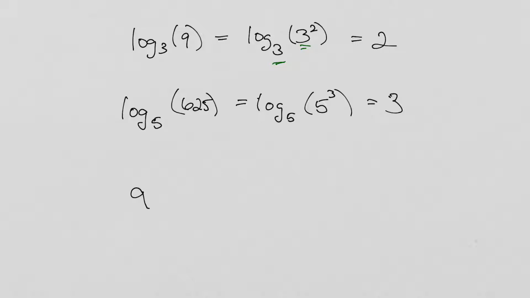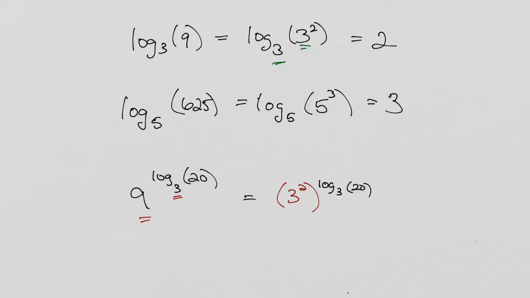What if I had a 9 raised to the log base 3 of 20? Right? How can I simplify that? Well, this base and that base are 2 different values, but can we actually make them the same value? Well, 9 is the same thing as 3 squared. So I'll have 3 squared raised to the log base 3 of 20.